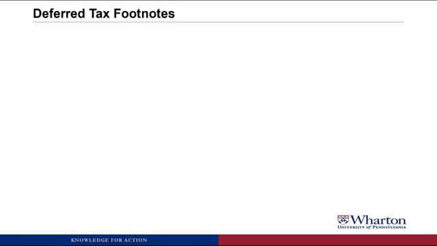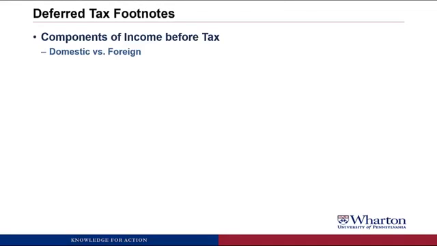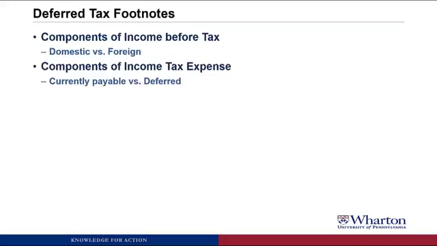Before we dive into the disclosure example, I want to give you a quick overview of the things we'll be finding when we go into the deferred tax footnote. First, there's a disclosure of the components of income before tax, pre-tax income, how much that is domestic versus foreign. There's the components of income tax expense split up into currently payable versus deferred. So this is giving us that journal entry that we've been looking at a lot.